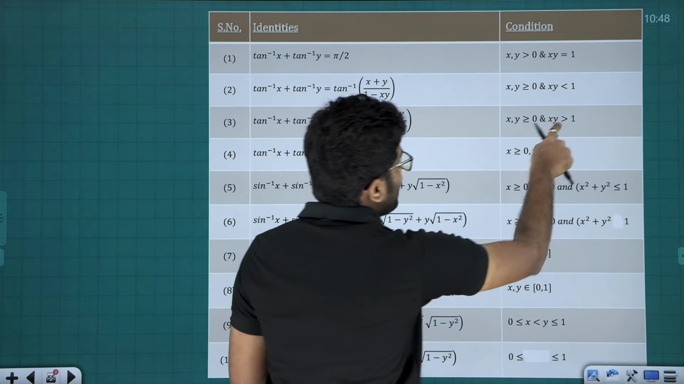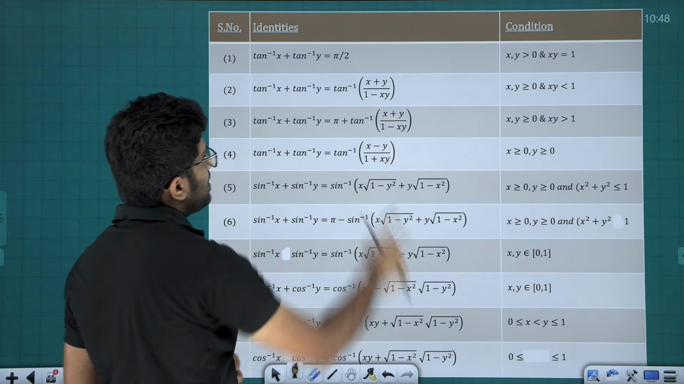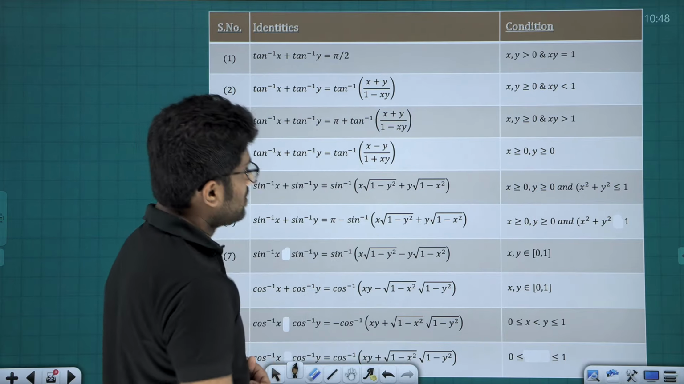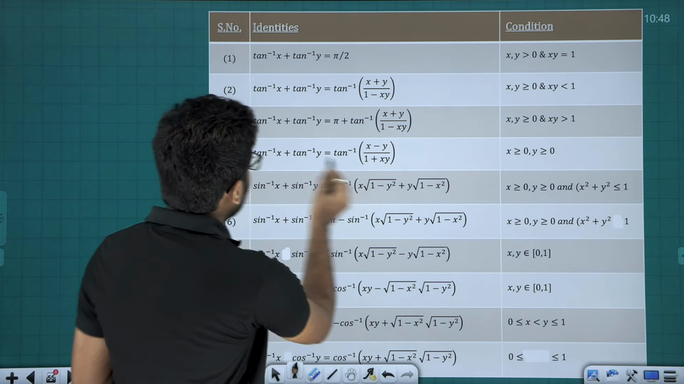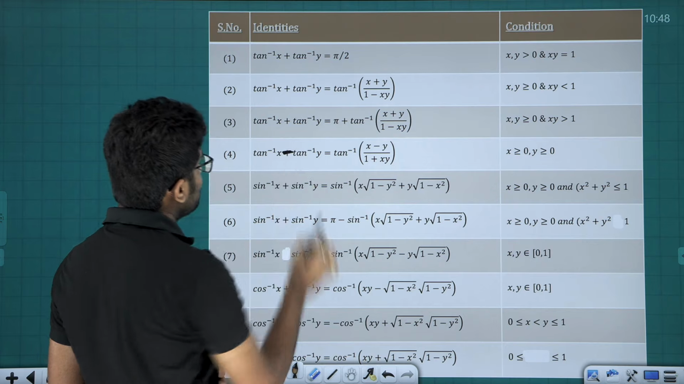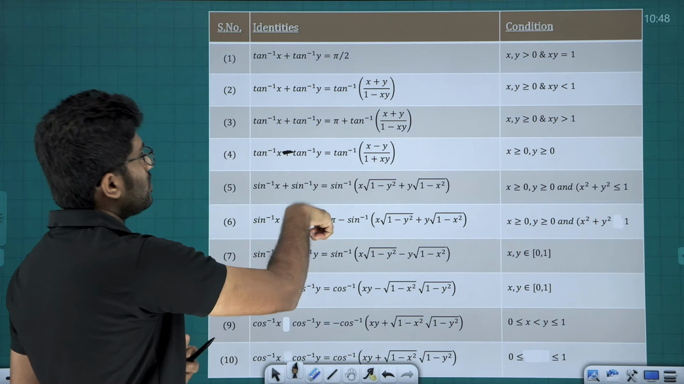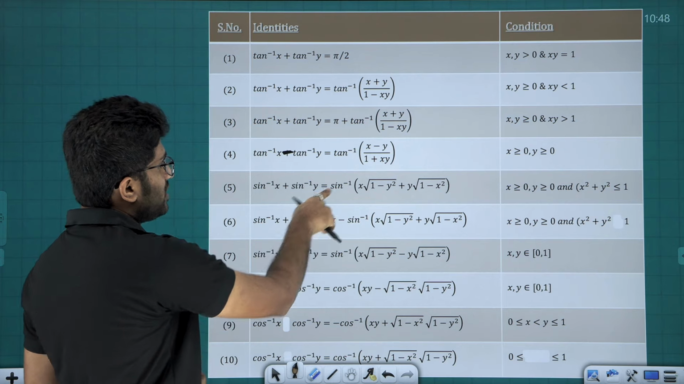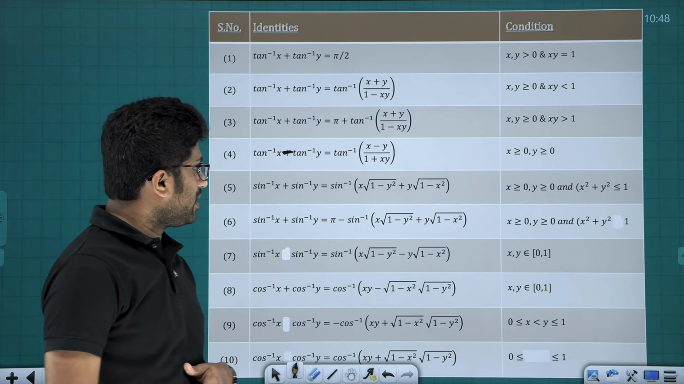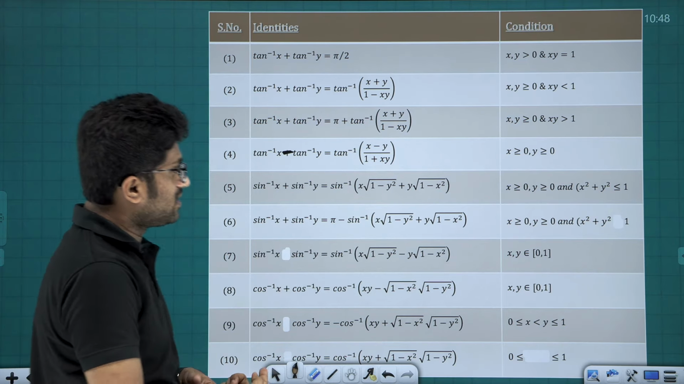If x into y is greater than 1, then it is pi plus tan inverse of x plus y by 1 minus xy. Next, tan inverse x minus tan inverse y. Tan inverse x minus tan inverse y is tan inverse of x minus y by 1 plus xy. Sin inverse x plus sin inverse y is sin inverse of x into under root 1 minus y square plus y into under root 1 minus x square.